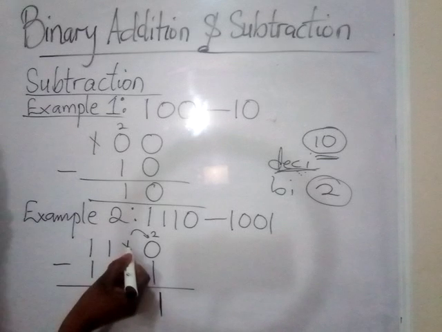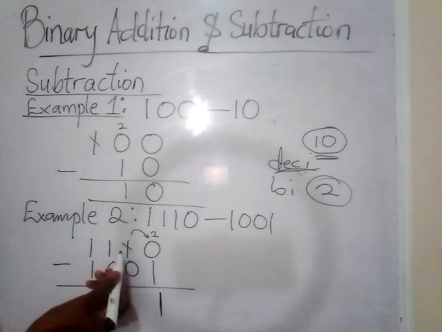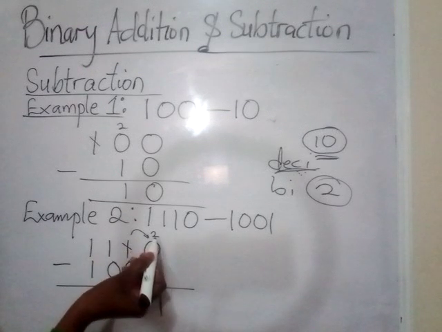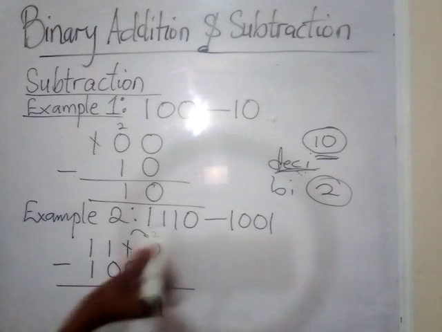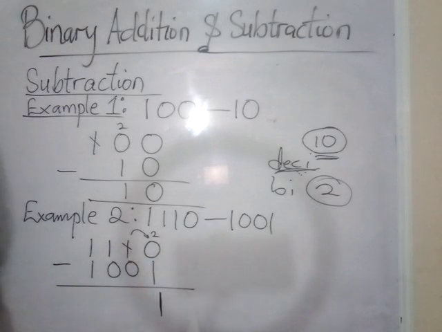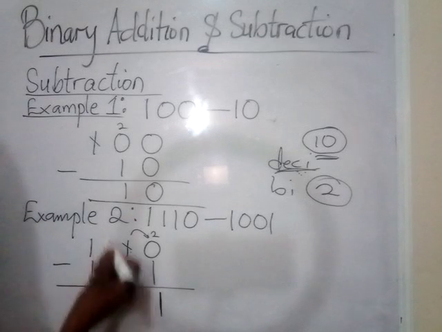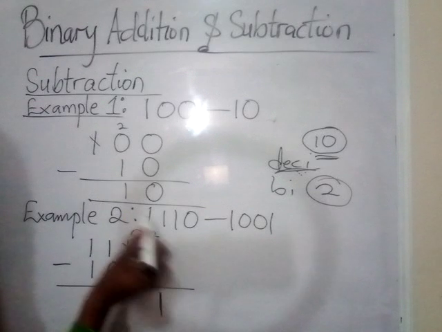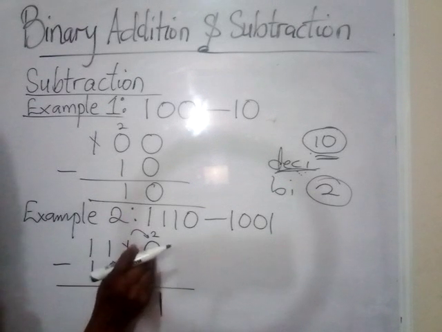Now remember, you borrowed from here, so there's nothing left here. You took this 1 that we have here. So when the 1 came here, because it's a binary system, it became 2. In the decimal system, if you borrow 1 like that and bring it to the other side, it will become 10 in our normal decimal system. But this is binary, so whatever you borrow is 2. So this 1 no longer exists because we have used it to help this 0.